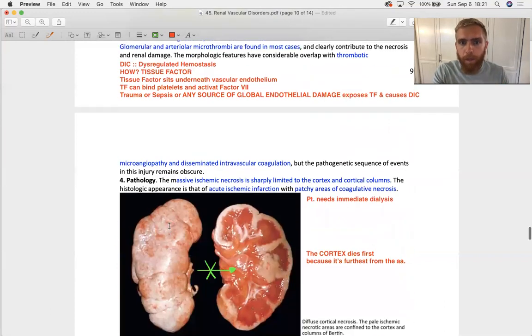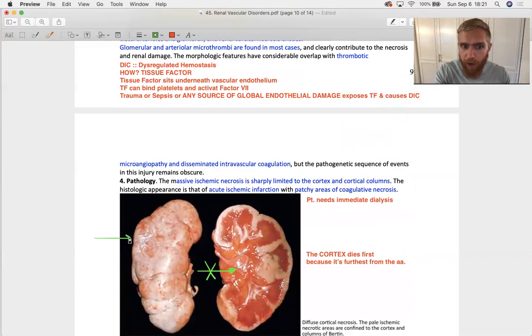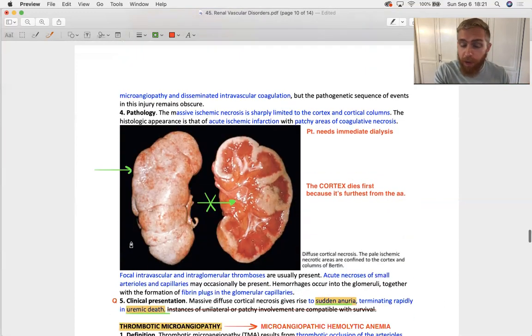And so if they want you to pick this as the correct answer in an exam, they're going to tell you the patient probably died due to sudden anuria, and here's what their kidneys look like. Both of them are affected. So you'll say, okay, something was happening to cause hypoperfusion of both kidneys bilaterally, leading to ischemia. So what could do that?